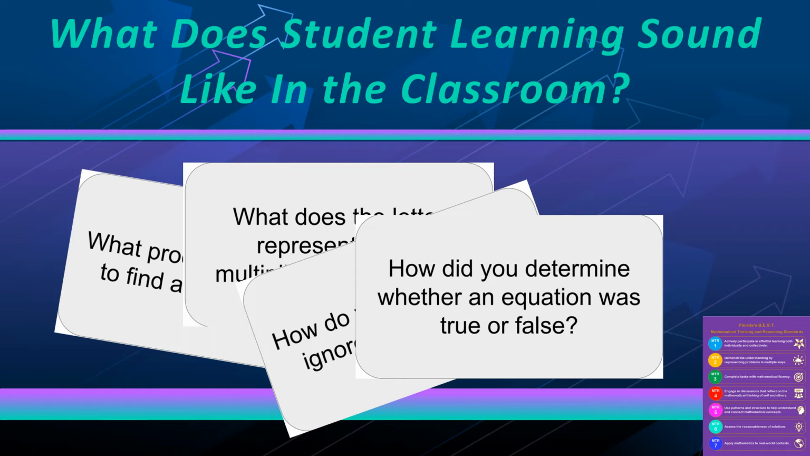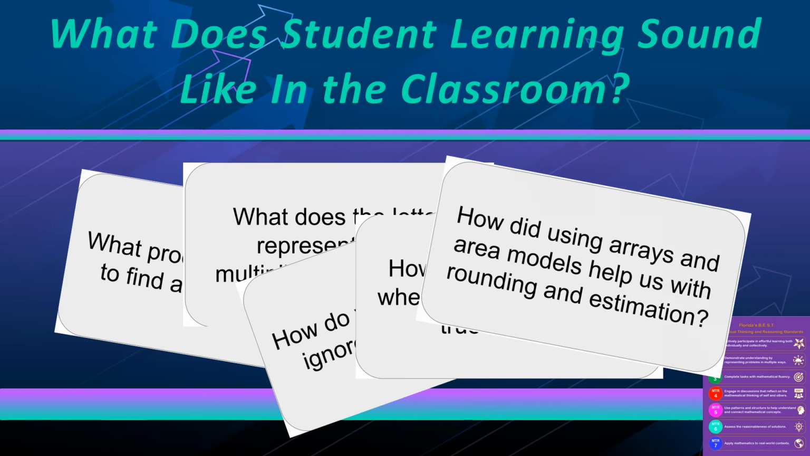How did you determine whether an equation was true or false? Having students share their strategies for how they knew if the equation was true or false. How did using arrays and area models help us with rounding and estimation? When students estimate or round their numbers, how does using those arrays and area models help them determine if it's close or not?